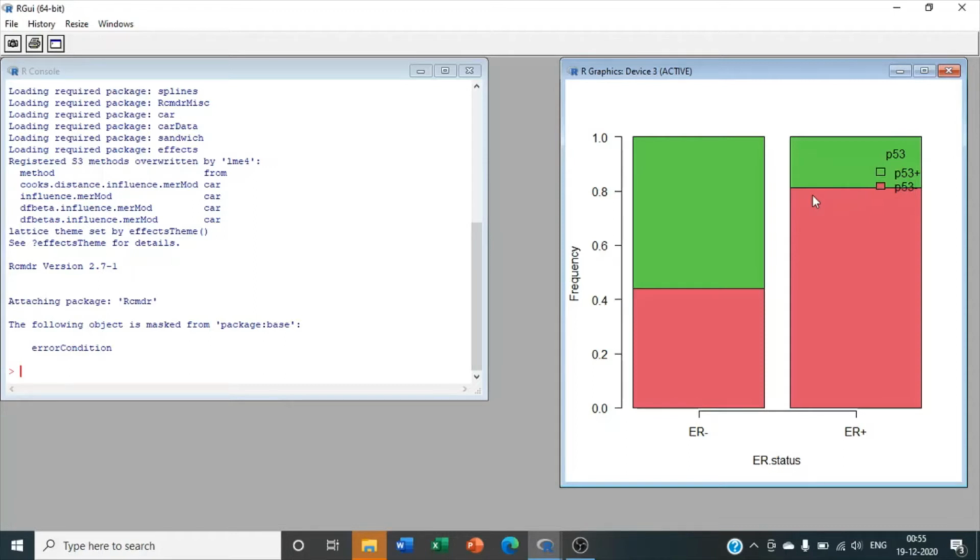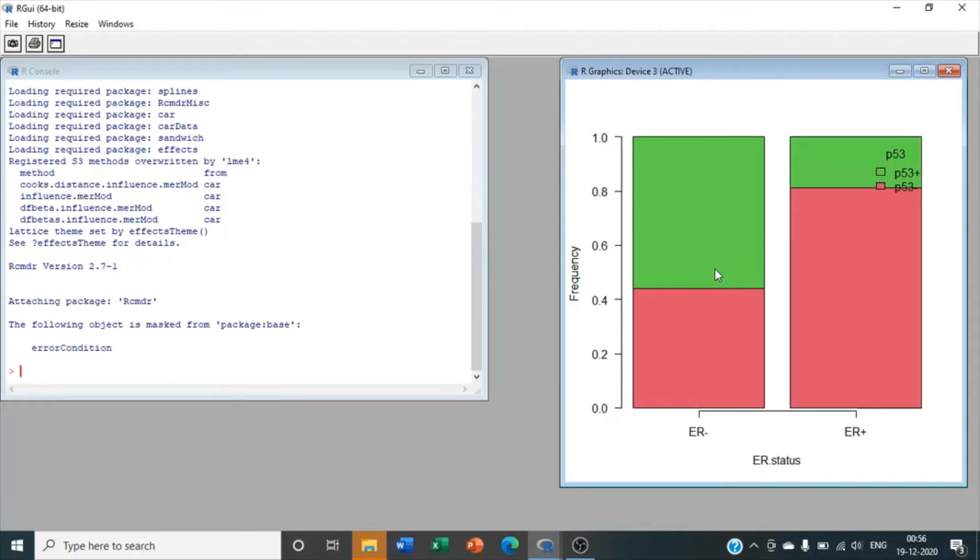If the proportions are the same amongst the variables, that means as one variable changes, the other variable does not really change. There is no real relationship. If there is a difference in proportion, we can say that as one variable changes, there is a concomitant change in the other variable. They are related. Over here, we can see that as we go from ER positive to ER negative tumors, the p53 mutant status actually increases. So there is a possibility of a relationship.